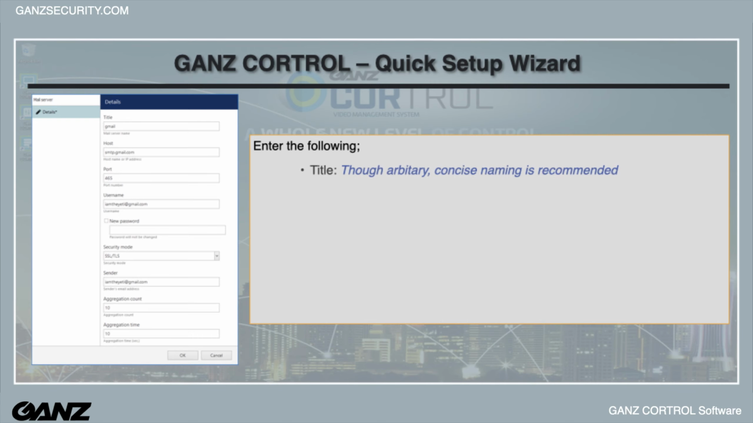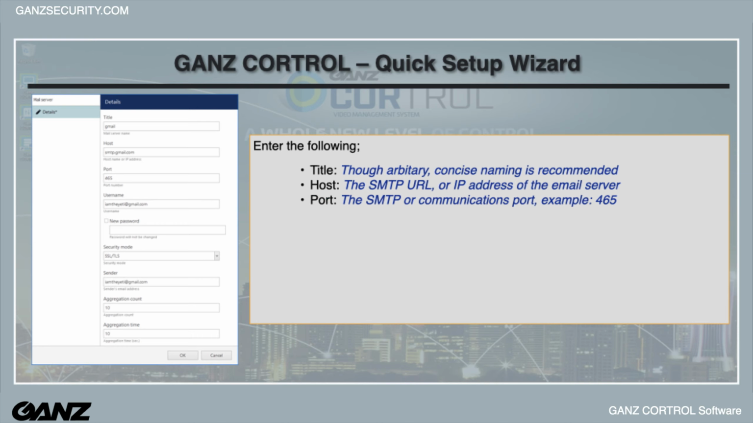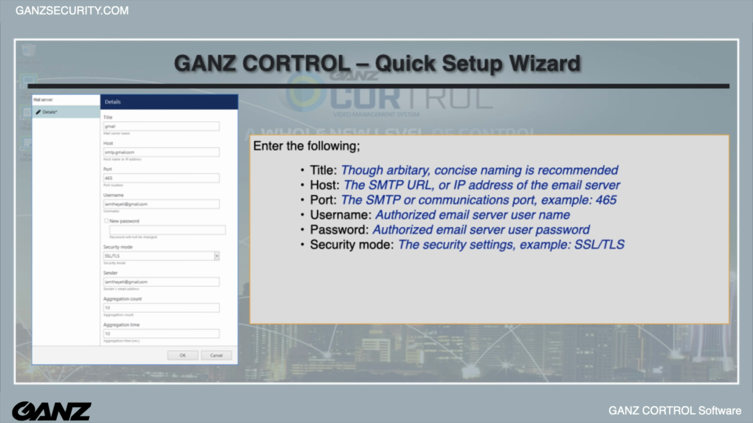Enter the following. Title, though arbitrary, concise naming is recommended. Host, the SMTP URL or IP address of the email server. Port, the SMTP or communications port, example 465. Username, authorized email server username. Password, authorized email server user password. Security mode, security setting, example SSL TLS. Sender, email address to associate with the notification.